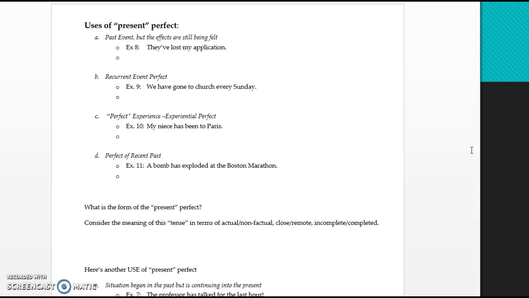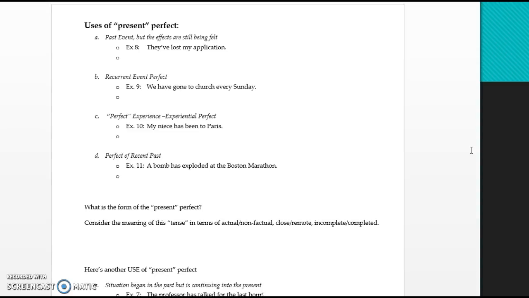So what is the form of present perfect? You can write that there. And what do you think about the meaning of this tense in terms of actual or non-factual? Are these sentences that we have written, did those events really happen? Yeah, they're actual. Are they close or remote? Now this is kind of a tricky one to answer.